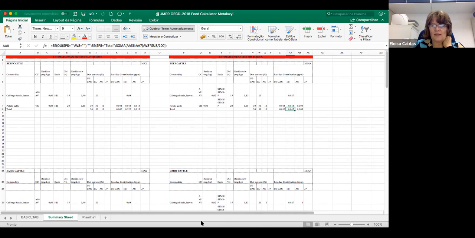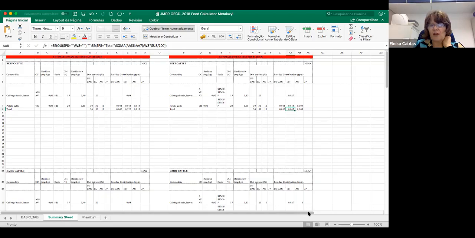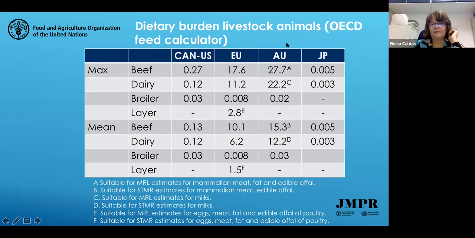So basically that's what it is. I just wanted to show you, and then we go back to the presentation. It generates a table like that. Here is a summary table, where you have the dietary burden for beef cattle, dairy cattle, hens, broiler poultry, and layer poultry. These are the values to estimate the maximum residue levels, and those are the values to estimate the median residues.